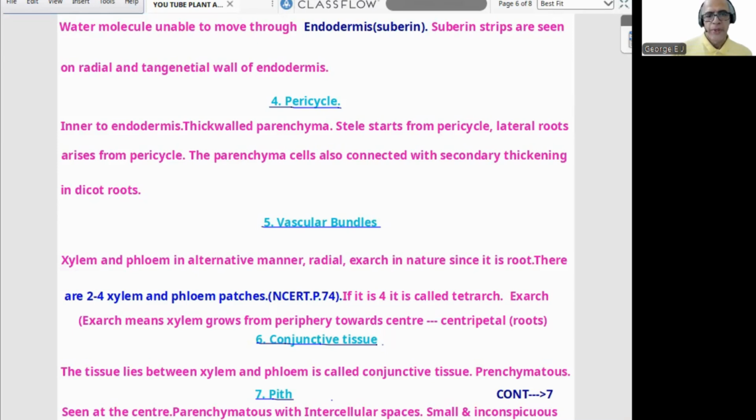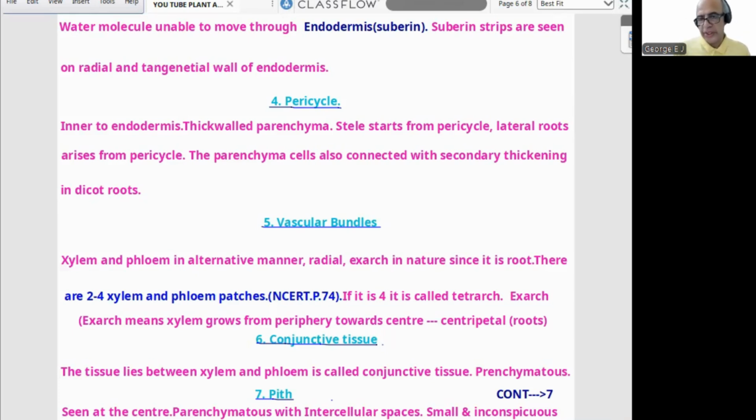We already studied it. After this, conjunctive tissue. So one mark theory question: what is meant by conjunctive tissue? Conjunctive tissue means the tissue which lies between xylem and phloem. Normally it is parenchymatous. I think here A is missing. Parenchymatous. Okay, A missing here. Should be PA. Now last one is pith. Pith is seen at the center. It is again parenchymatous with intercellular spaces, small and inconspicuous within dicot root.